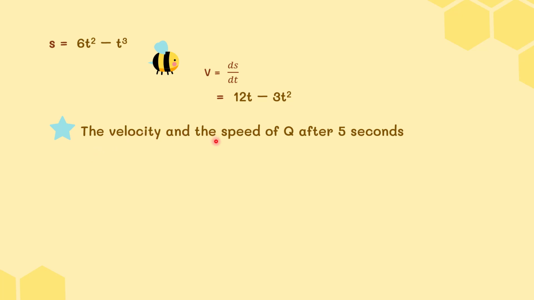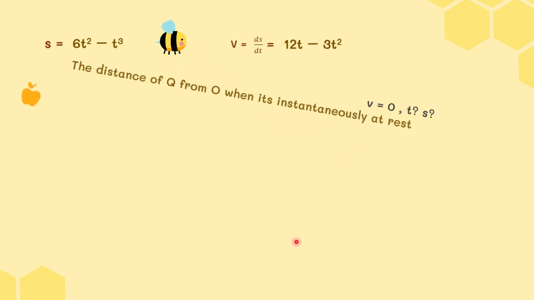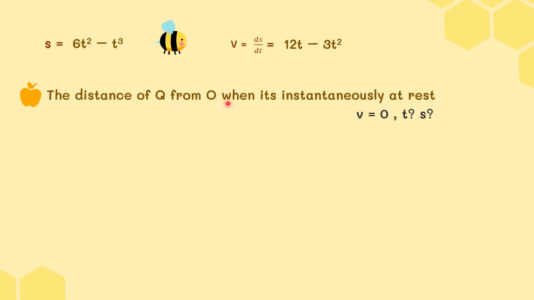We can substitute t equals 5 and v is 60 minus 75, or it is minus 15. It means after 5 seconds, its velocity is minus 15, while the speed is 15 meters per second. Next, what is the distance of q from O when it's instantaneously at rest? For having rest, it means the velocity equals 0. Then we can calculate what is the time when it is at rest and find out the distance.